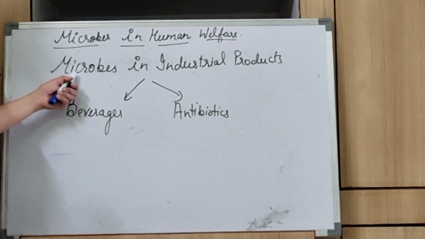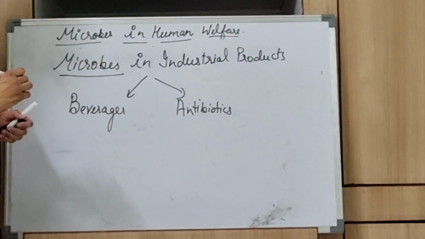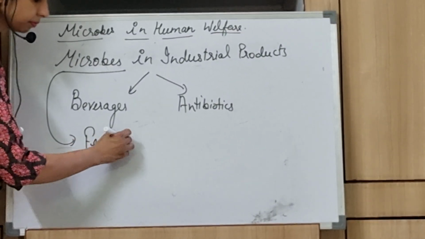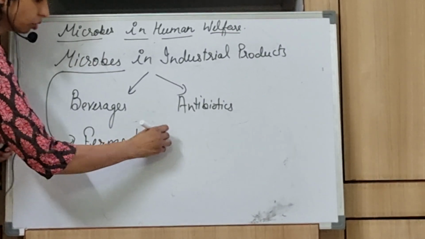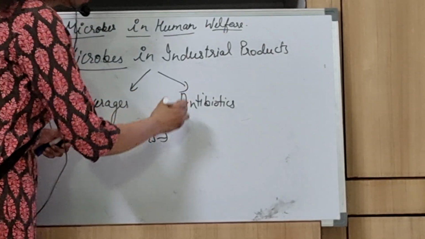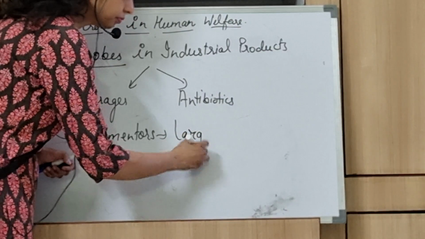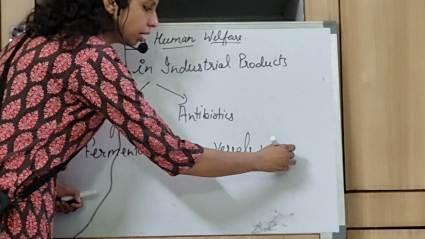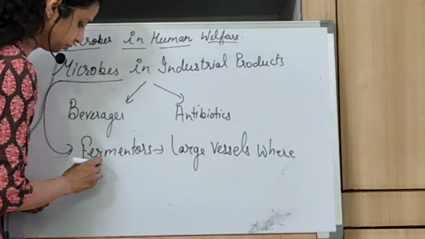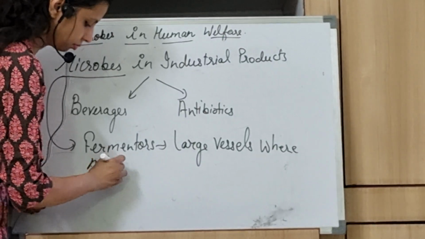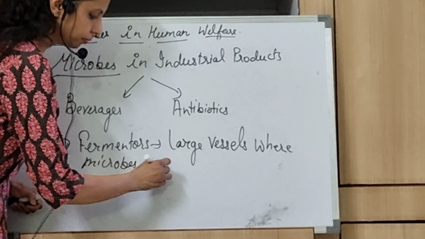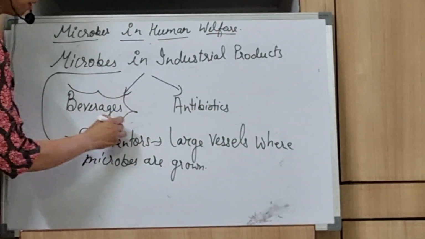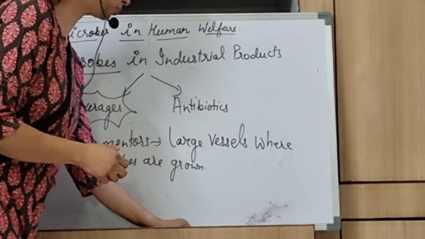So for growing the microbes for industrial products, large vessels called fermenters are used to carry out the process of fermentation. Fermenters are large vessels where microbes are grown. So let us see how beverages are prepared using microbes.